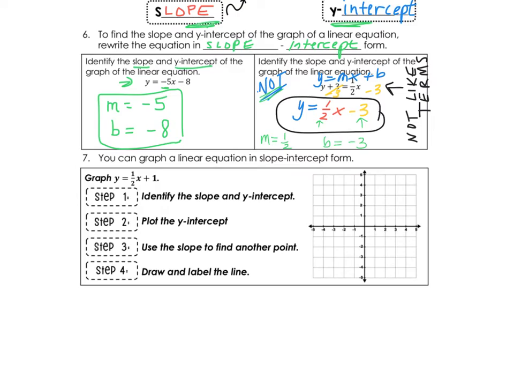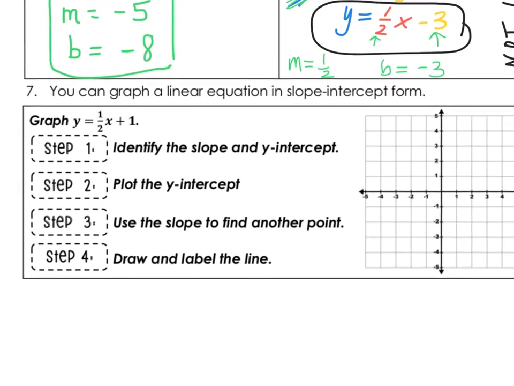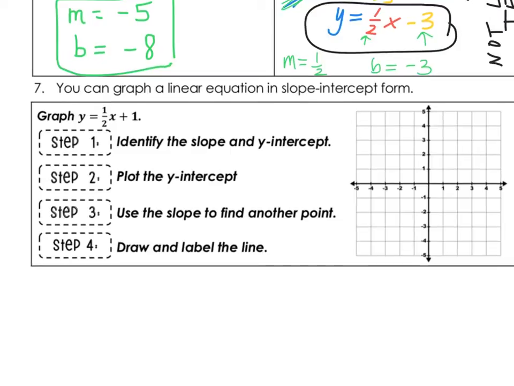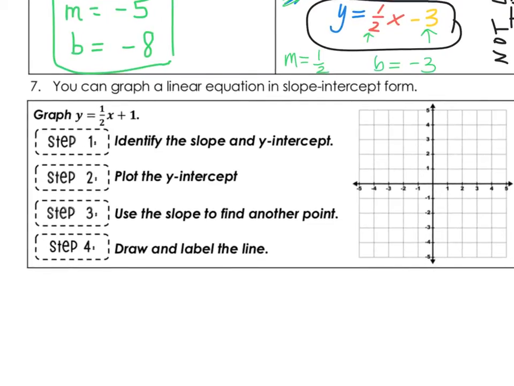Okay, now I'm going to take you through the steps of having an equation and graphing a line by using the slope and the y-intercept. So our first step is to identify the slope and the y-intercept in the equation. The slope right there is 1/2, so this one is in slope-intercept form. So our m is 1/2, and our y-intercept is 1. Okay, so pull those two pieces of information out.